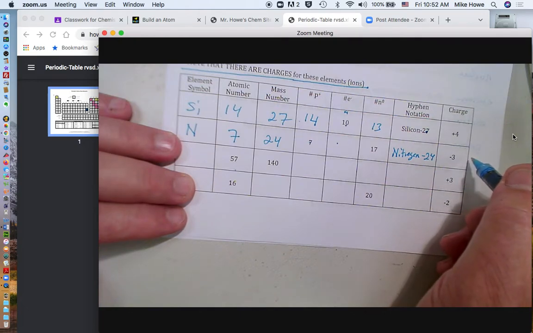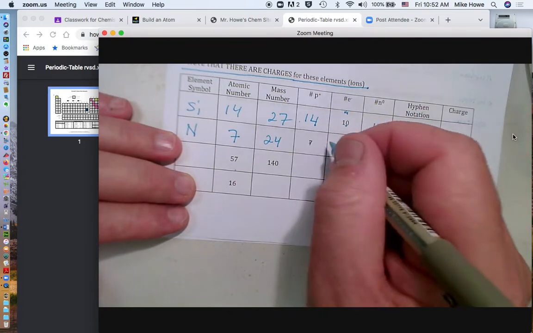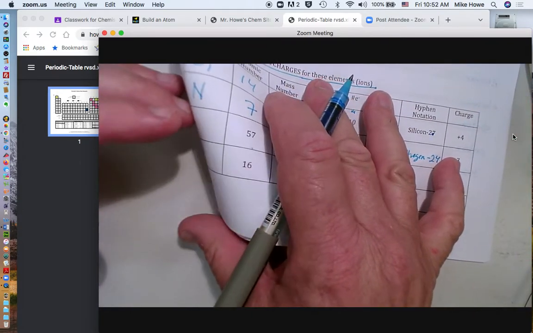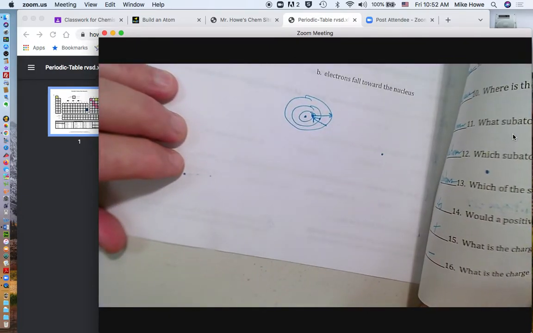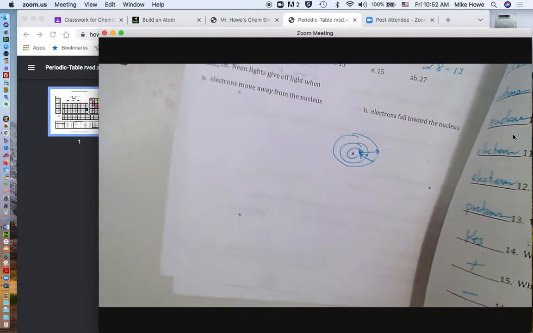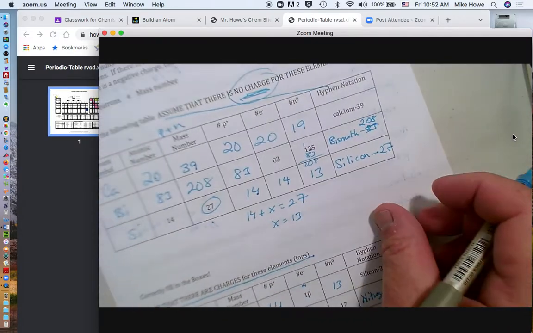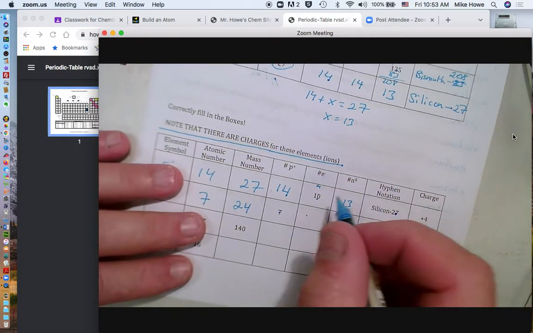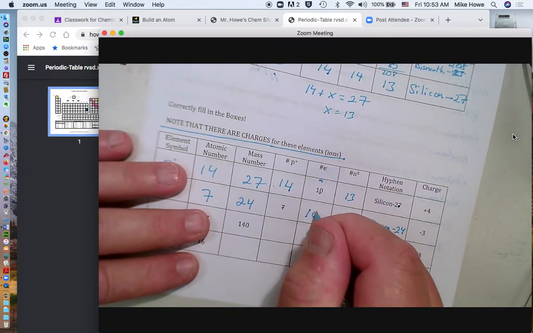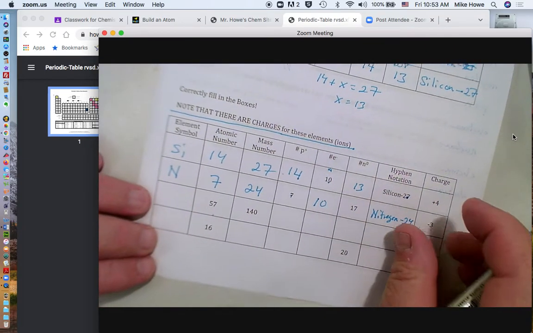The number of electrons equals the number of protons if there's no charge. But in this case, there is a charge. It's -3. So how many electrons would you have? Remember, if you gain electrons, what happens to charge? I think I wrote that down somewhere. I did. So gain of electrons equals negative charge. That means you gain 3, so normally you would have 7, but you've added 3, so that would give you 10.